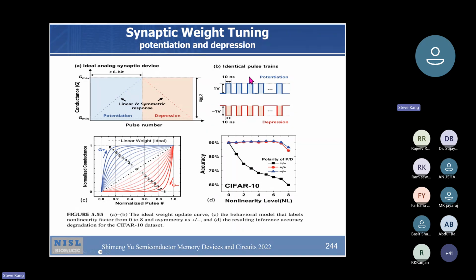As you apply positive pulses like this, positive voltage is a potentiation. And if you apply negative, then it's a depression. So the conductance can increase or decrease, depending on the memristor. If you put in negative pulses, the opposite happens. So potentiation is increasing, depression is decreasing. That is an increasing of conductance, and this is a decreasing of conductance, for instance.